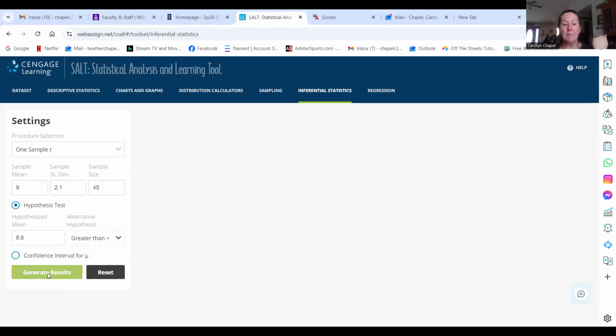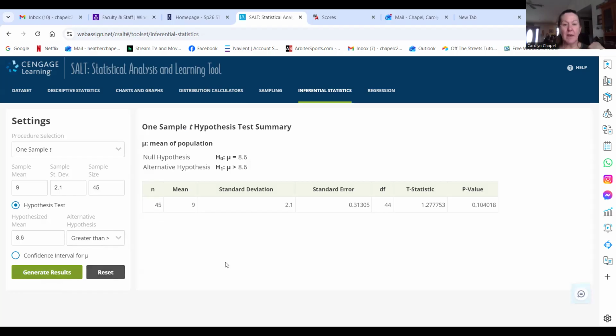Once I have this, I'm going to generate my results and look at all my information. So first of all, the thing that I double check is my hypotheses that they wrote. You'll see that it is the equal to versus the greater than, which is exactly what I had written on my paper. So I always double check to make sure that the number is there that I wanted it to be there, so that I didn't get these two things mixed up.